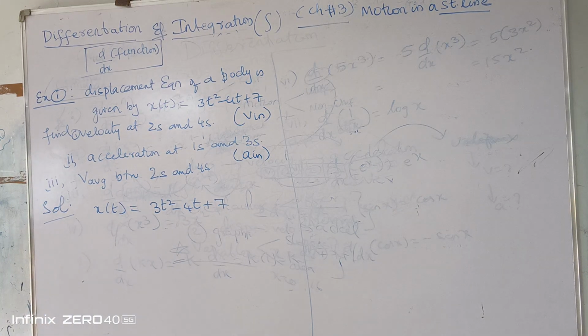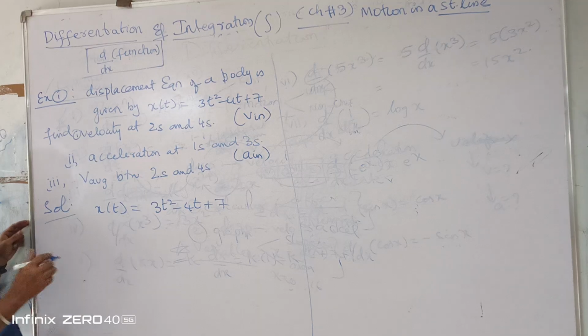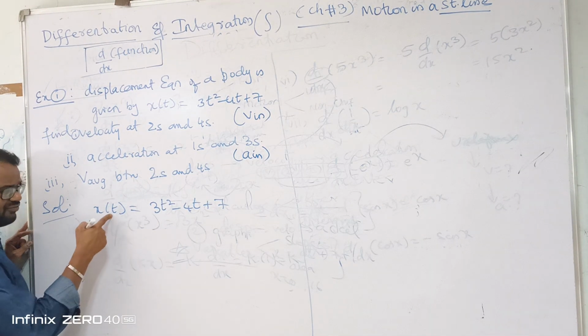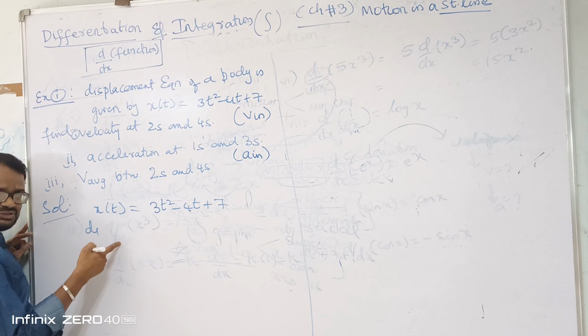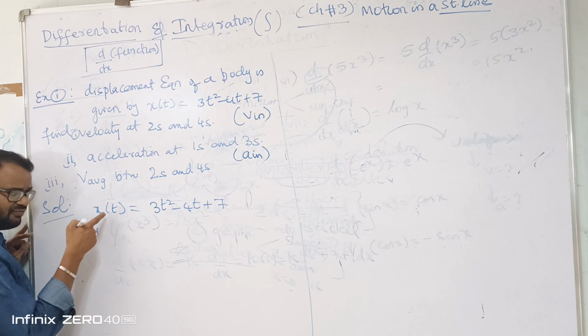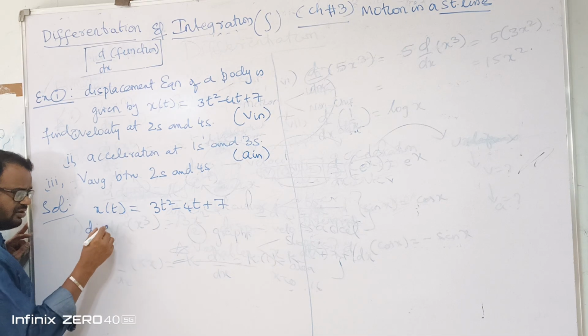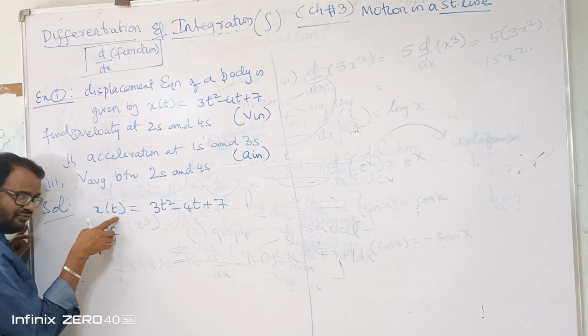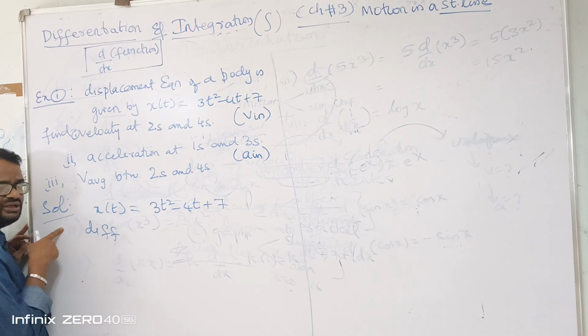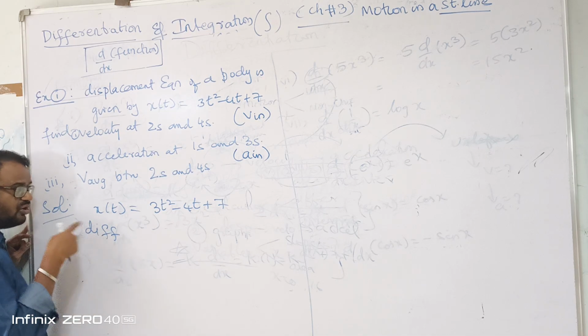Now we should know this thing. You are asked to find velocity. How to get velocity from displacement? Velocity is defined as the rate of change of displacement, right? That is the reason why we have studied differentiation. If you differentiate displacement with respect to time, dx by dt, you are going to get velocity. And if you differentiate velocity with time, you are going to get acceleration. You should know that before going further.